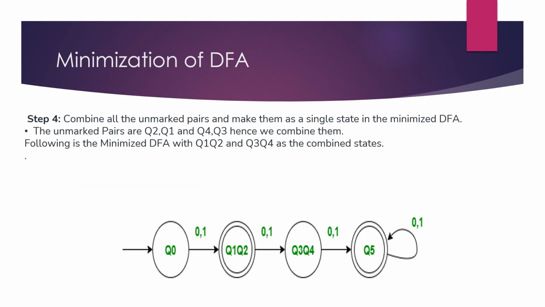In step 4 we will combine all the unmarked pairs and make each a single state in the minimized DFA. The unmarked pairs are Q2, Q1 and Q4, Q3. We will combine them into the single states Q2, Q1 and Q3, Q4. By using these two states, we will minimize the DFA and draw the minimized DFA. And this is the final DFA obtained by using the table filling method. This is all about minimization of DFA by using the table filling method. Thank you.